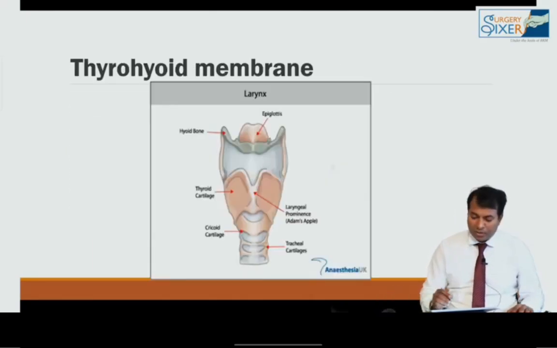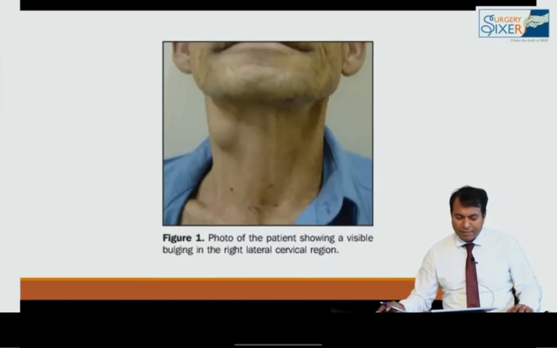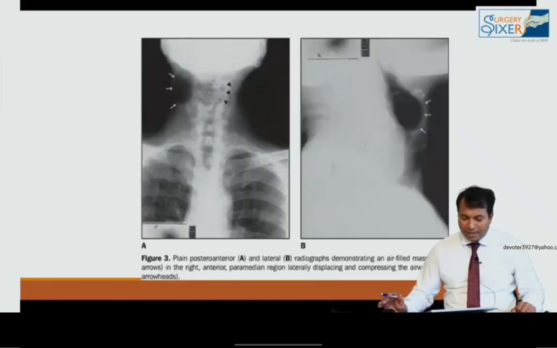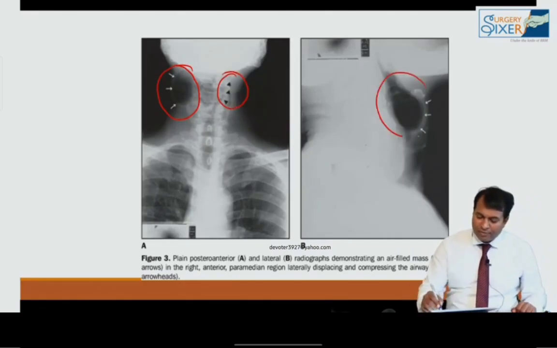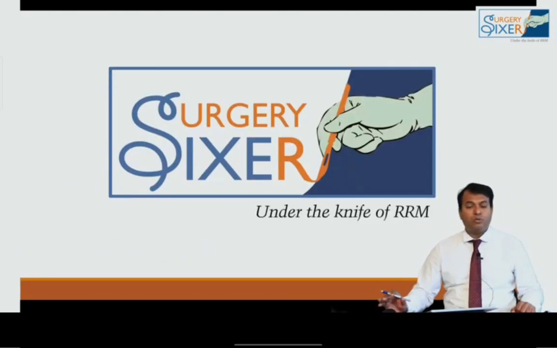So other rare swellings are laryngocele. The swelling happens in the thyrohyoid membrane like this. This is a classical laryngocele. The fellow is having a laryngocele on one side, and if you take an X-ray, you can see the air-filled swelling here and here. Very lateral picture showing you air-filled swelling. So swelling moves with deglutition. Please don't forget laryngocele.